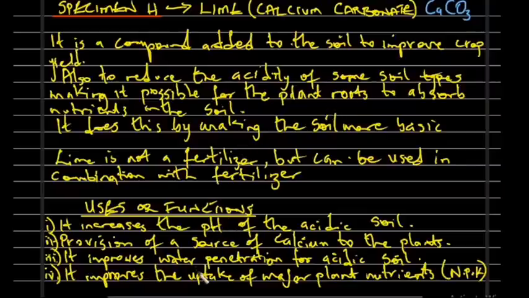So, the uses or functions: like I said, it increases the pH of the soil from being acidic to alkaline. Also, it provides a source of calcium to the plant. Yes, it is a major source of calcium to the plant. It also improves water penetration for acidic soil, as well as improving the uptake of major plant nutrients. All of these are the functions of lime, or calcium carbonate, to the plant.